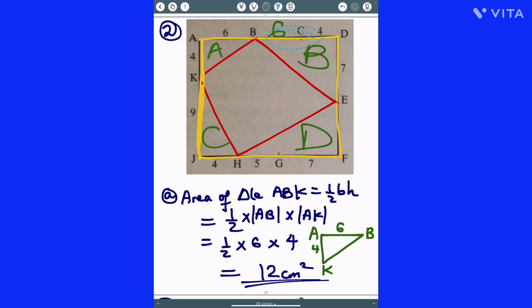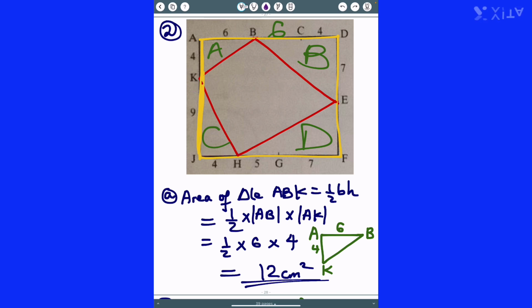For triangle D, my base is 12, which is 5 plus 7. And my height is 6. We calculated this before as 6. So half base times height will give me the area of triangle D also. Then I'll find the area of triangle C. That's half times 4 times 9. My base is 4. My height is 9. So let's do that now.